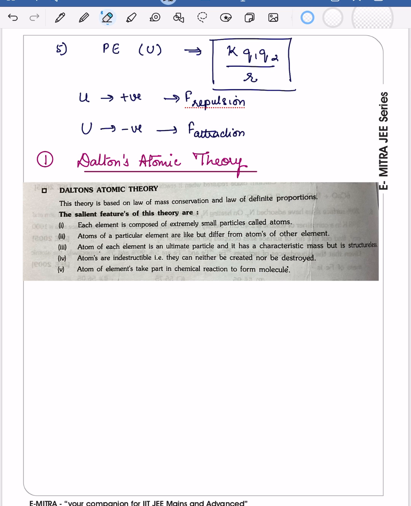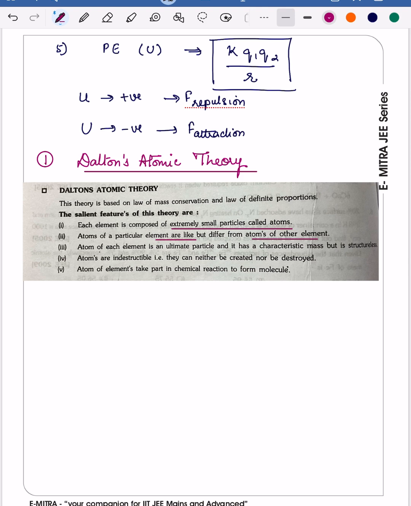So he gave a certain theory regarding the atoms. Let's see what it was. He said that each element is composed of extremely small particles called atoms. Okay, everything is made up of very small particles which will be called atoms. Atoms of a particular element. Now suppose we talk about any particular element like gold, so atoms of gold will be alike, this is what he's saying, but differ from atoms of other elements. So he said that atoms of the same element are the same, but atoms of different elements are different.